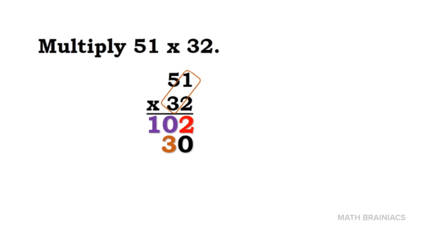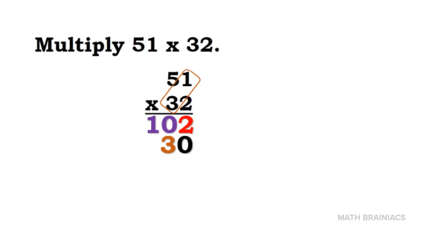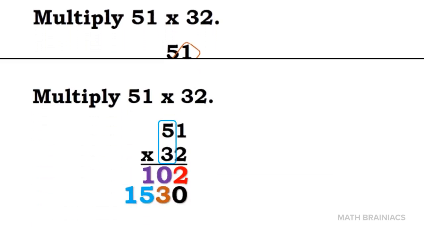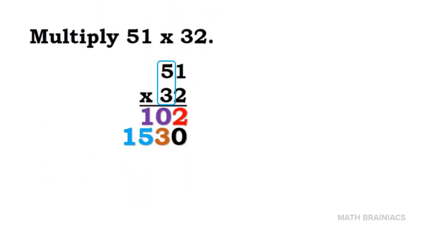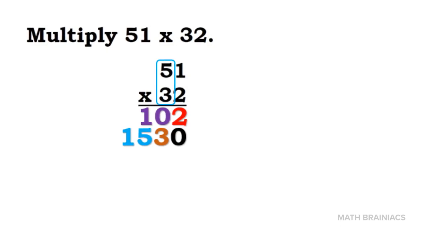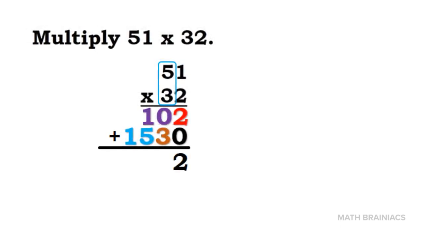Afterwards, we can start working on the tens place value of the multiplier. Therefore, 3 times 1 is 3. Then, 3 times 5 is 15. Afterwards, we can add now the products.